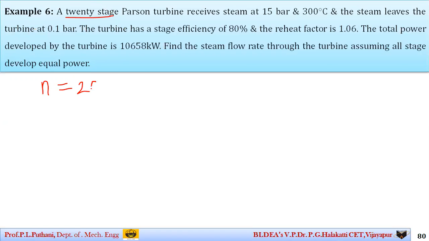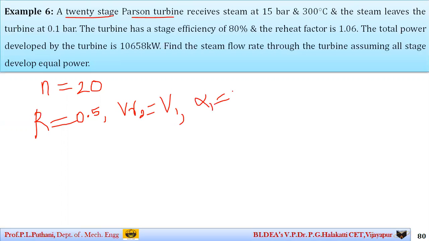Always keep in mind, if the word reaction of the Parsons turbine is given, then the value of R is equal to 0.5. And when this is the case, you have the conditions VR2 is equal to V1. Similarly, alpha 1 is equal to beta 2 and V2 is equal to VR1, which means alpha 2 is equal to beta 1.